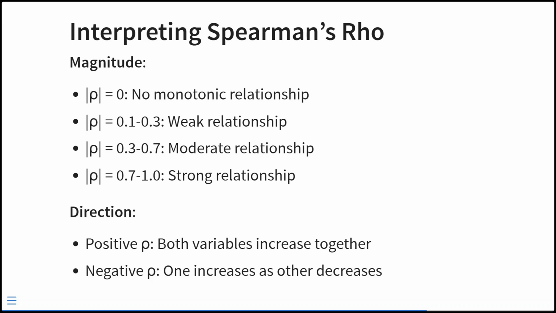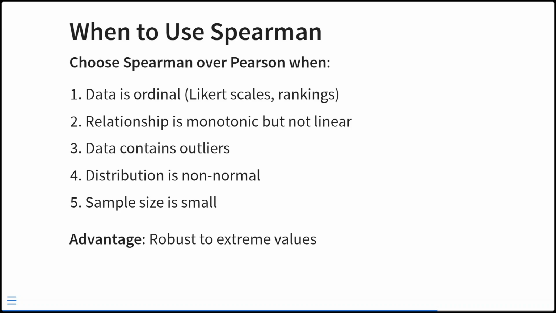In positive, both variables increase together. In negative, one increases as the other decreases, since the range is between -1 and 1. You use a Spearman rank correlation when your data is ordinal, such as Likert scales or rankings, or your relationship is monotonic but not linear, and your data contains outliers. If your distribution is not normal, or your sample size is small, you can also use the Spearman rank correlation. The advantage is it is robust to extreme values compared to the Pearson correlation coefficient.